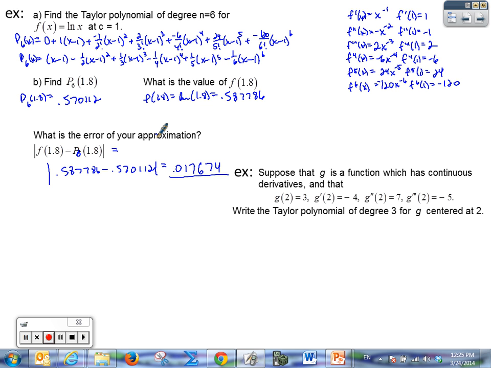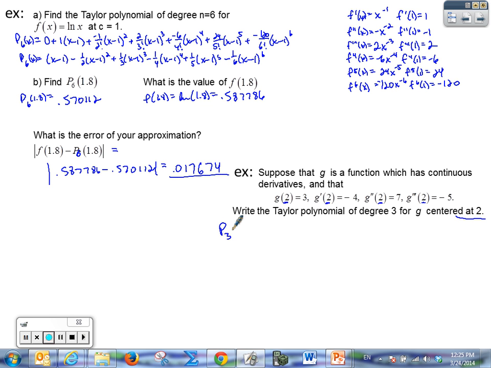All right. Our last problem: suppose that g is a function which has continuous derivatives, and then it gives us a bunch of function values and derivative values. Notice where our values are. So what had our polynomial better be centered at? 2, or we're in big trouble, right? We wouldn't have anything to work with. Luckily it is centered at 2. So they want us to write the Taylor polynomial of degree 3 for this function centered at 2.